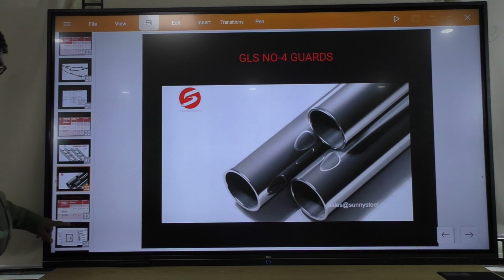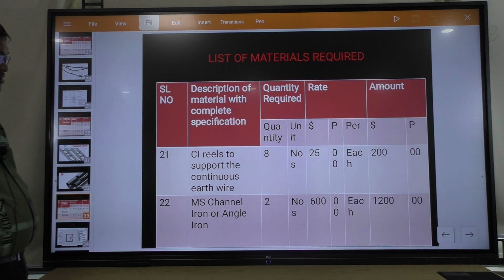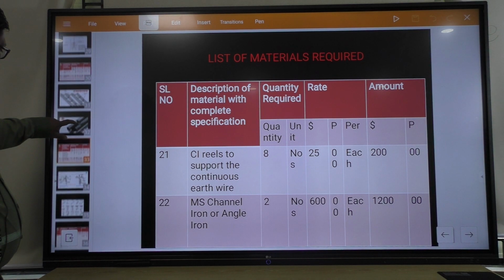Next, CI reels to support continuous earth. That means for earth continuity, CI reels are required, and for each pole we require one CI reel. So for 8 number of poles we require 8 CI reels. Next, MS channel iron angle, that is 2 numbers is required.